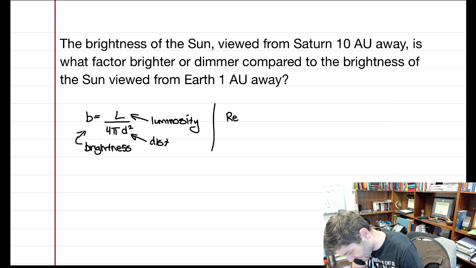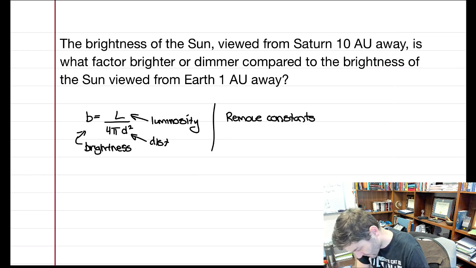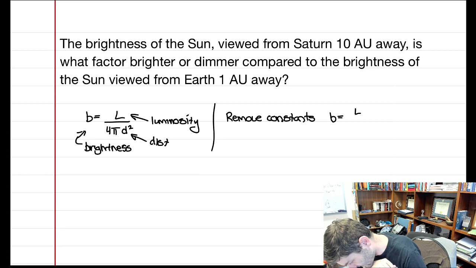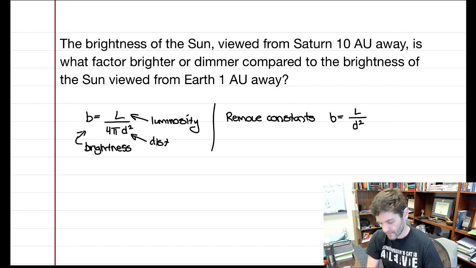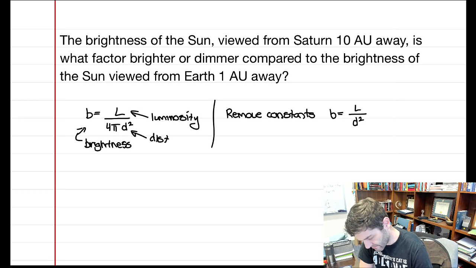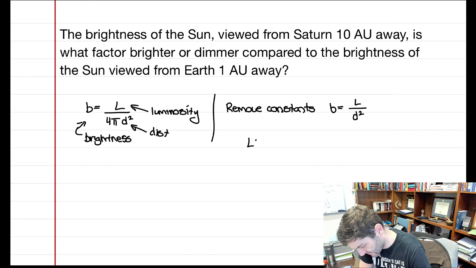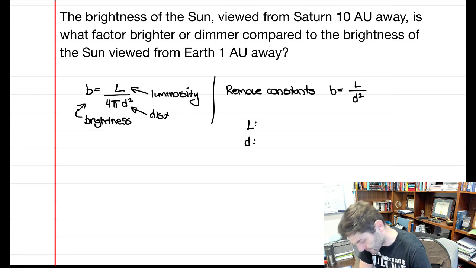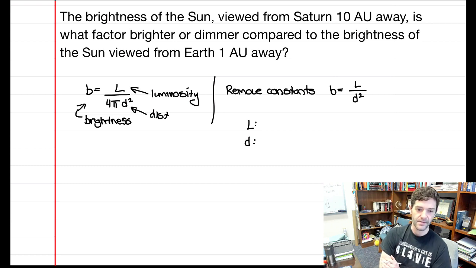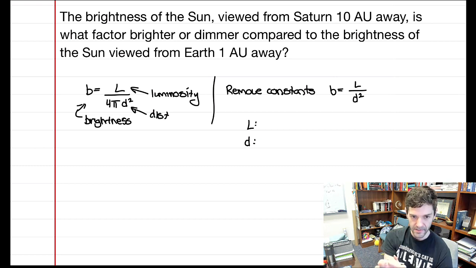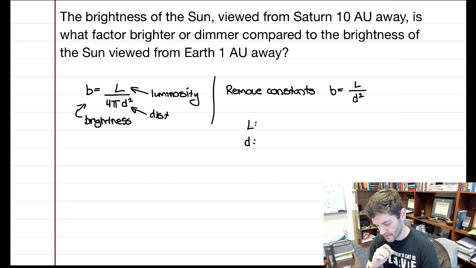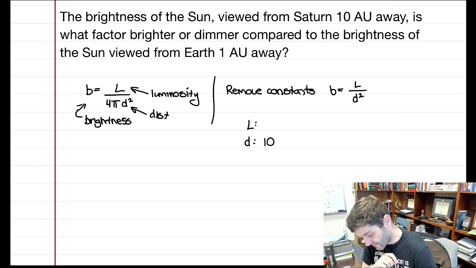I could remove constants, because again, they're not going to play a role. So then it looks like I have B equals L divided by D squared in this case. Then I have to ask myself, by what factor? It looks like there are two variables, L and D. By what factors are they changing? Well, D seems like I'm considering it from 1 AU and then considering it at 10 AU. So to me, that seems like a factor of 10.